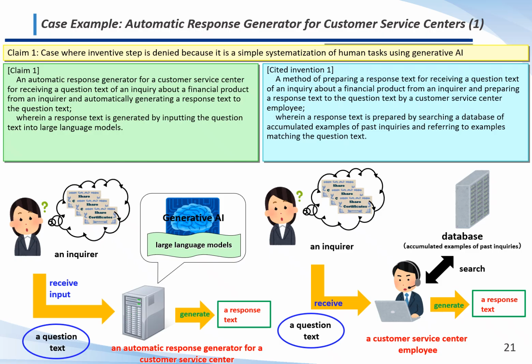In contrast, the cited invention 1 is a method of preparing a response text for a received text of an inquiry about a financial product from an inquirer, and preparing a response text by a customer service center employee, prepared by searching a database of accumulated examples of past inquiries and referring to examples matching the question text. While the invention of Claim 1 is an automatic response generator for a customer service center that receives a question text and generates a response text through large language models, the cited invention is a method for preparing a response text by searching a database. This is the difference between the two inventions.